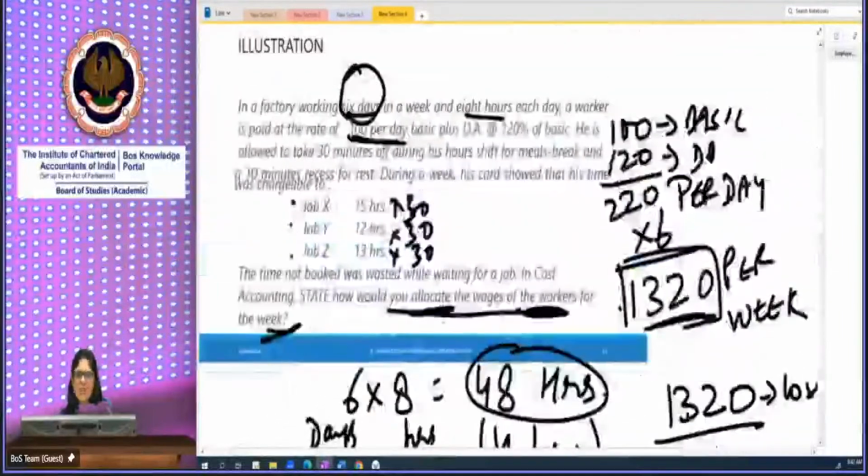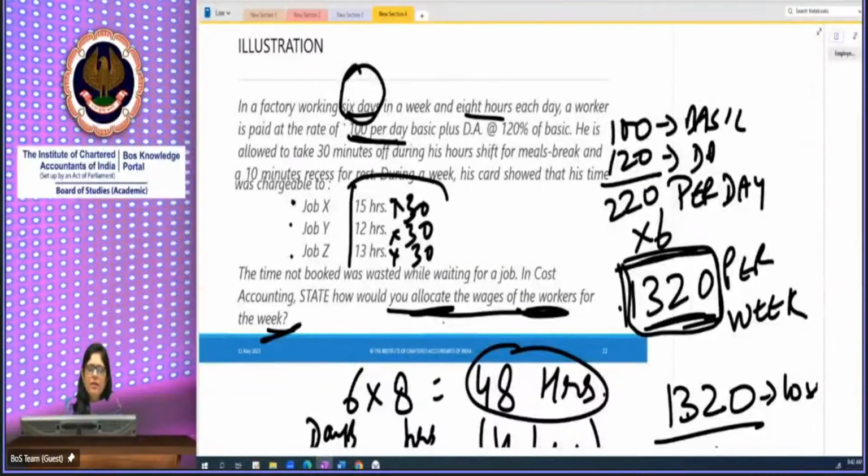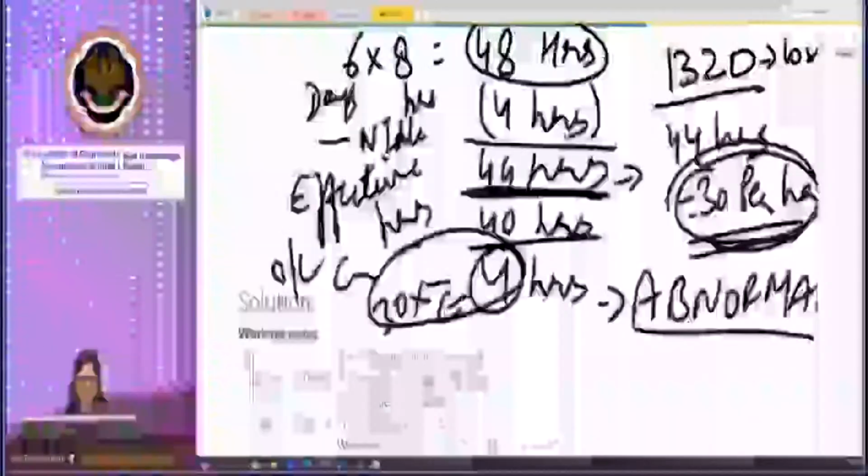We have to allocate. First of all, we have to calculate the total cost per week. Then we should know the hours per week, effective hours per week. We only take normal idle time. And then we calculate the cost per hour. That cost per hour we have to use to calculate the direct labor cost of that particular worker. So 30 will be applied for every worker because that is the normal cost per hour for this organization. Clear? I think we have the solution also.